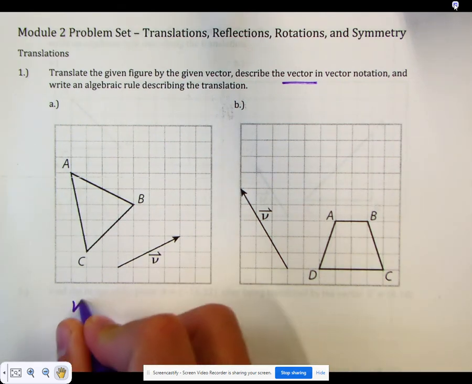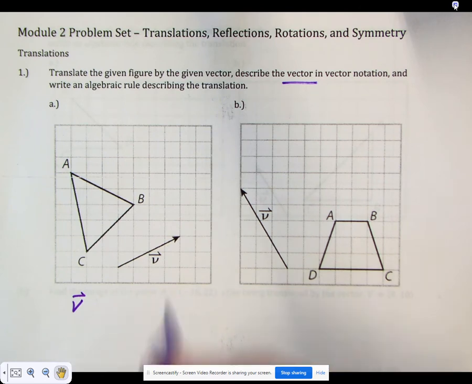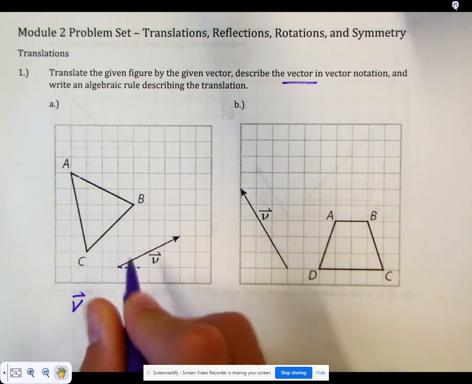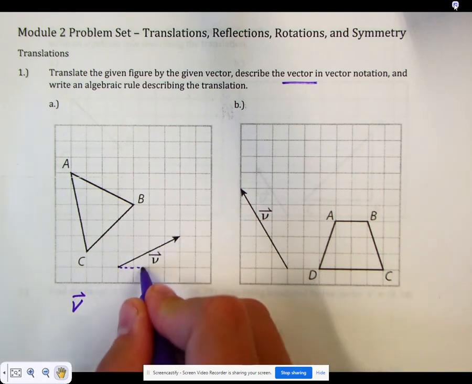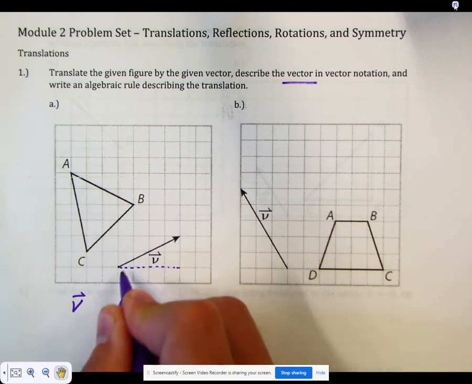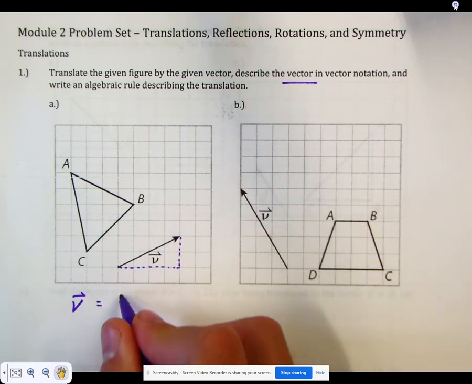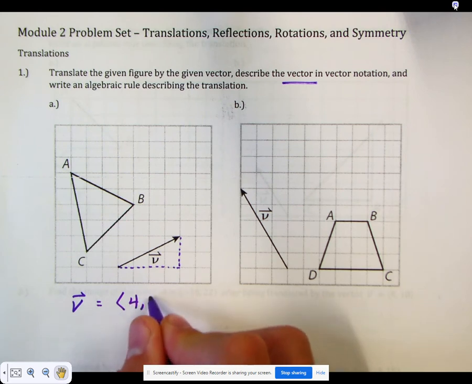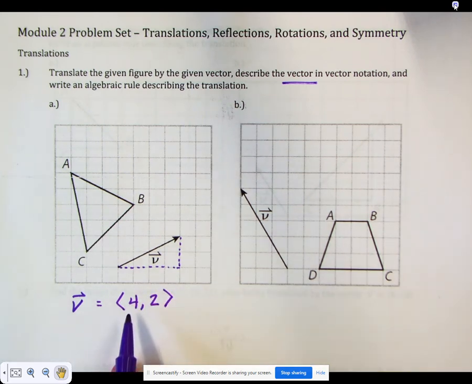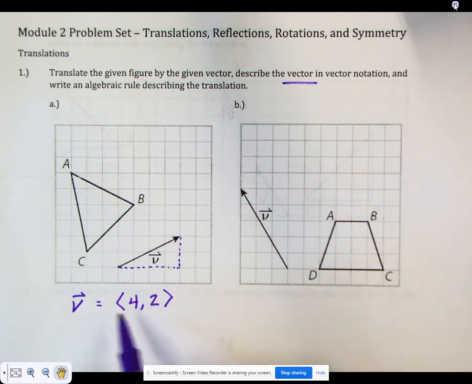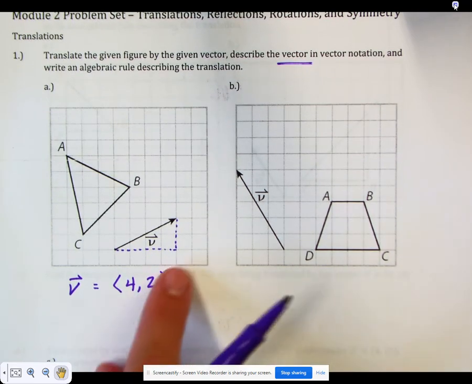So this vector, V with a little arrow on top, notice how it starts here and goes to the arrow. You have to go right 4 and up 2. So the way you write that is ⟨4, 2⟩. So 4 is the distance you go in the x direction, and 2 is the distance you go in the y direction. And that's all there is to it. And there's these little pointy parentheses you use when describing a vector. Okay, so how do you use that?